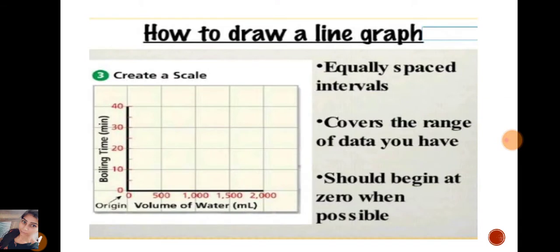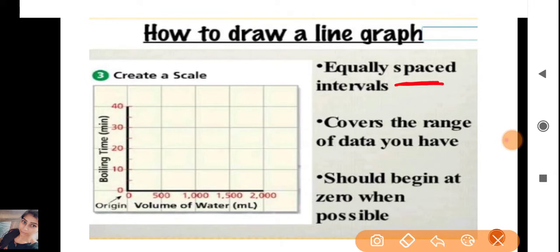Then the third step is creating a scale. Scale means we are going to assign values on the x-axis and y-axis, depending on the question. We need to look at the values given in the question, and according to that, fix the values on the x-axis and y-axis. While assigning the scale, we need to make sure the points are at equally spaced intervals. Just see here, I have left one box and then given the value.